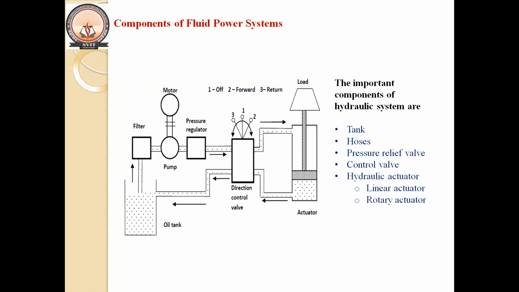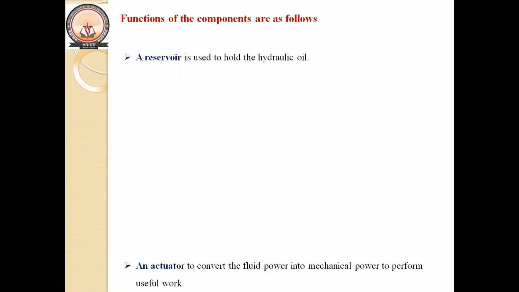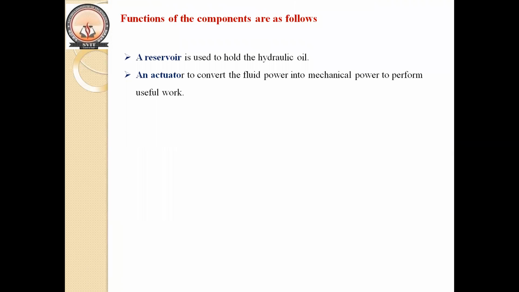Again, hydraulic actuators are of two types. The first one is the linear actuator. The second one is the rotary actuator. Then the functions of components. The tank or reservoir, as I said, is used to hold the hydraulic oil. The second component is the actuator. Actuator is used to convert the fluid power into mechanical power to perform useful work.